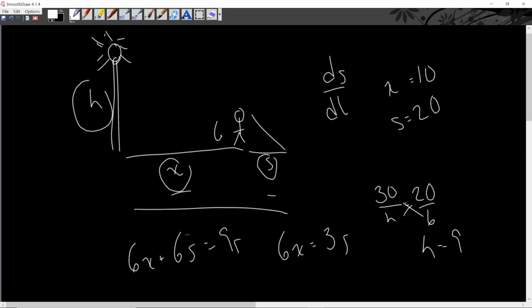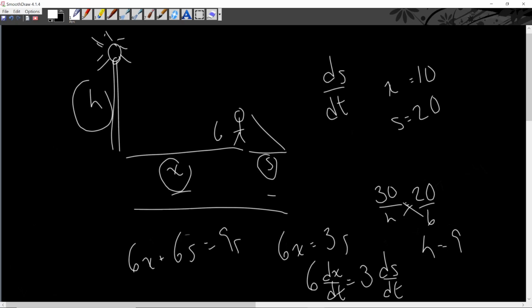And now we just see the change in x, so the change in how far the person is with respect to time. So the derivative of x with respect to x will be 1, multiplied by the derivative of x with respect to time. So we'll have 6 dx/dt is equal to the rate of change of the shadow with respect to time. The derivative of s with respect to s is 1, and then multiplied by the derivative of the shadow's position with respect to time. So ds/dt.